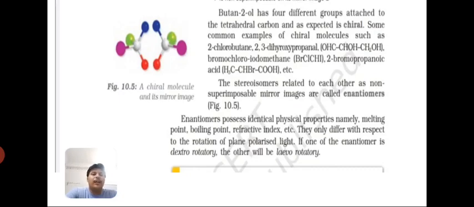Enantiomers possess identical physical properties, namely melting point, boiling point, refractive index, etc. They only differ with respect to the rotation of plane polarized light. That means if one of the enantiomers is dextrorotatory, the other will be levorotatory, because their direction is changed. So what enantiomers are, what their similarity is, and what the different property is, we can see from this topic and this page.